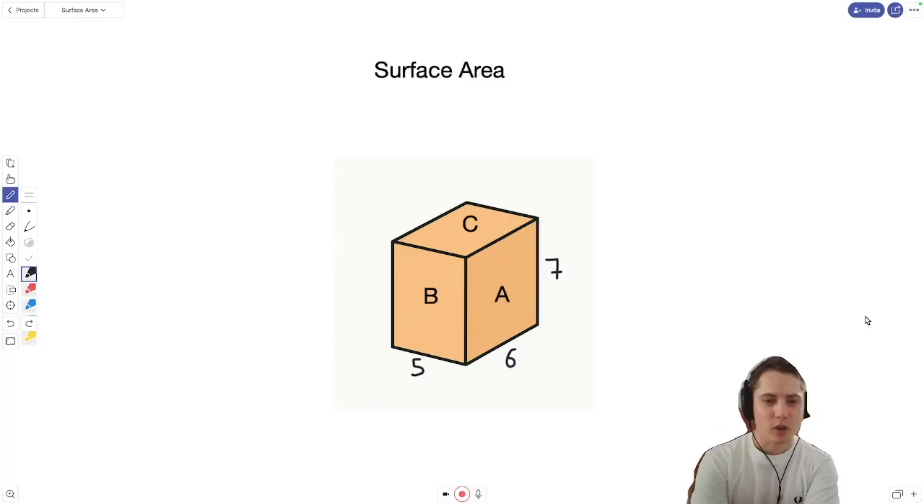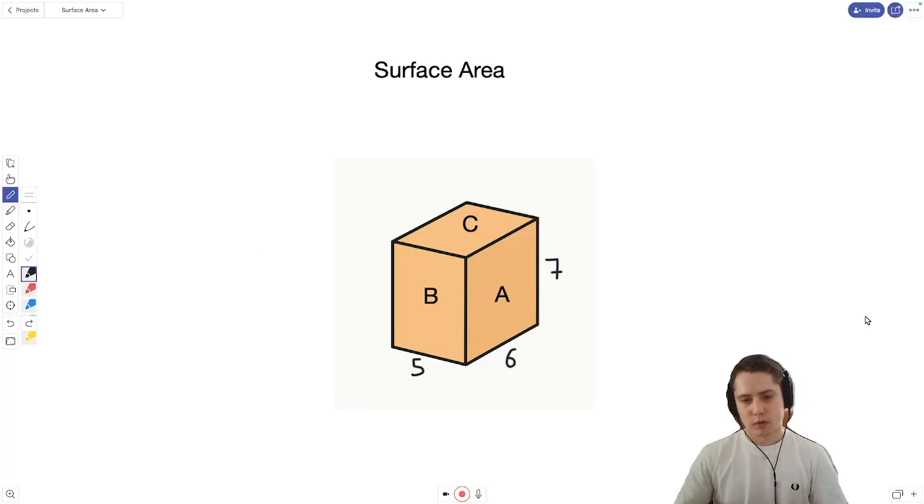Today we're going to be working on surface area, so let's get started. So what is surface area? Surface area is calculating the area of each face of a shape and then adding all the areas up, and that would give you the surface area.